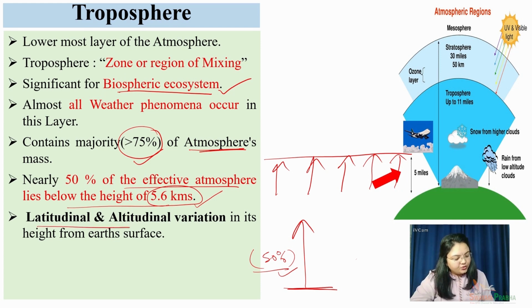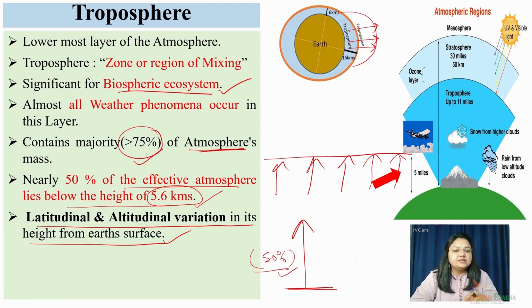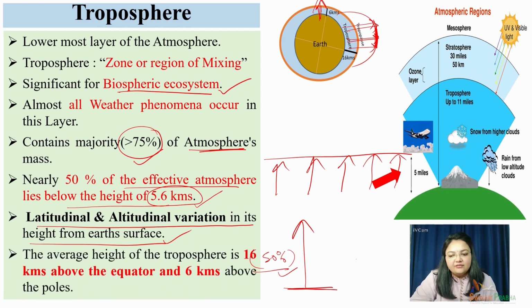And there exists a latitudinal and altitudinal variation in the height of troposphere, which is influenced by the surface conditions found on Earth. Since equatorial regions have warmer temperatures, the air above these regions expands more as compared to the polar regions, and it pushes the upper boundary of troposphere to much greater heights as compared to their polar counterparts where the temperature is comparatively lower. On an average, the height of the troposphere is 16 kilometers above the equator, and it is only 6 kilometers above the pole because of this latitudinal influence.